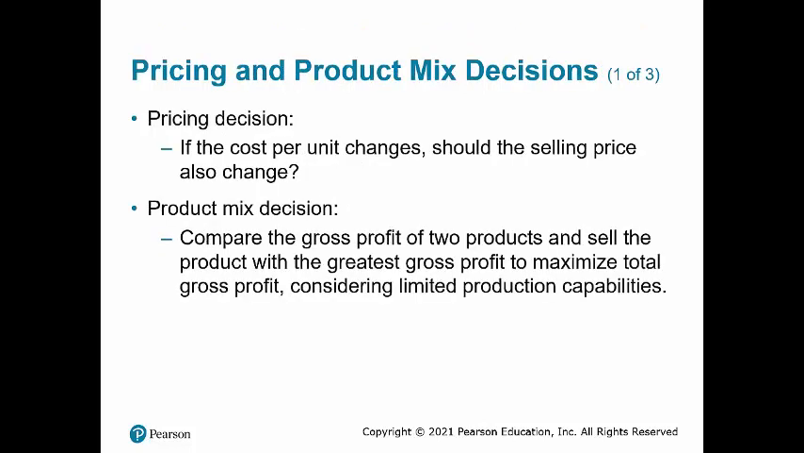So in pricing decisions, we would say whether or not, if Smart Touch Learning thought that their production costs were going to decrease, they have to decide whether their selling prices are also going to decrease. Product mix decisions are going to be assessed by comparing the gross profit of two products and maximizing profits by selling more of the product that generates the greatest profit, after taking into consideration the production capabilities of the organization.